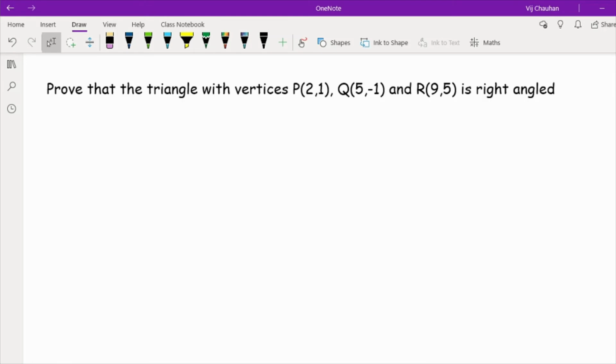And so moving on to our last example, here we've got to prove that the triangle with vertices (2, 1), (5, -1) and (9, 5) is right angled. So again, what we've got to do here is show just that. Now luckily with this particular question, our points are already labelled.